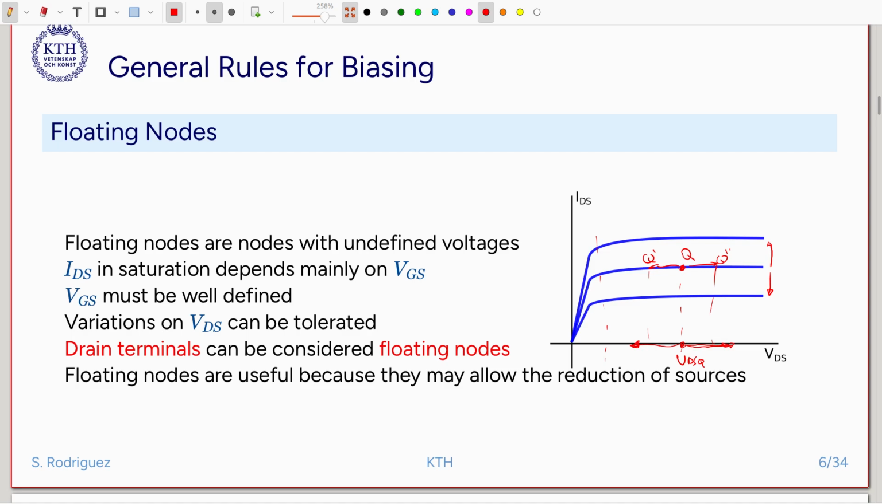not affected. So we can say that the drain terminal in a MOS transistor can be considered a floating node, and that will be very helpful because sometimes I can just remove a voltage source that mainly affects VDS in a transistor and let it float. As long as the variation doesn't affect my linearity, I will be fine removing that voltage or current source. So drain terminals in a MOS transistor are floating nodes.